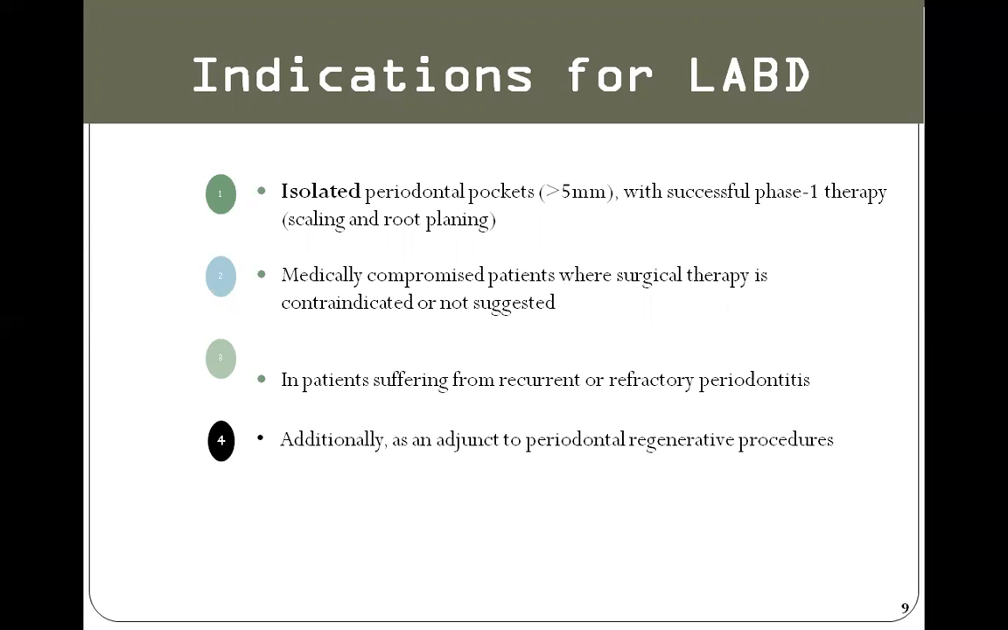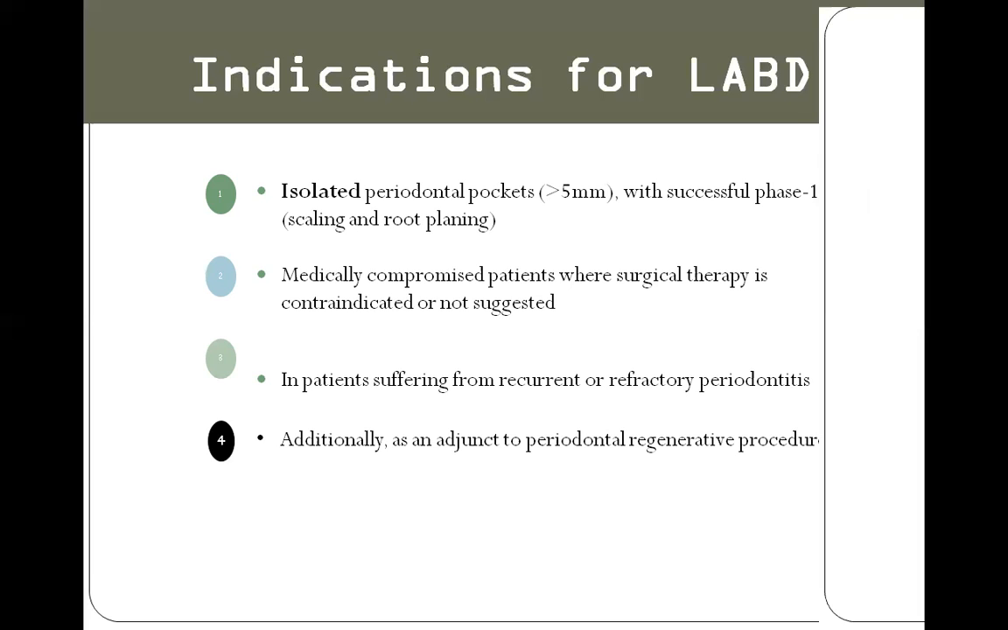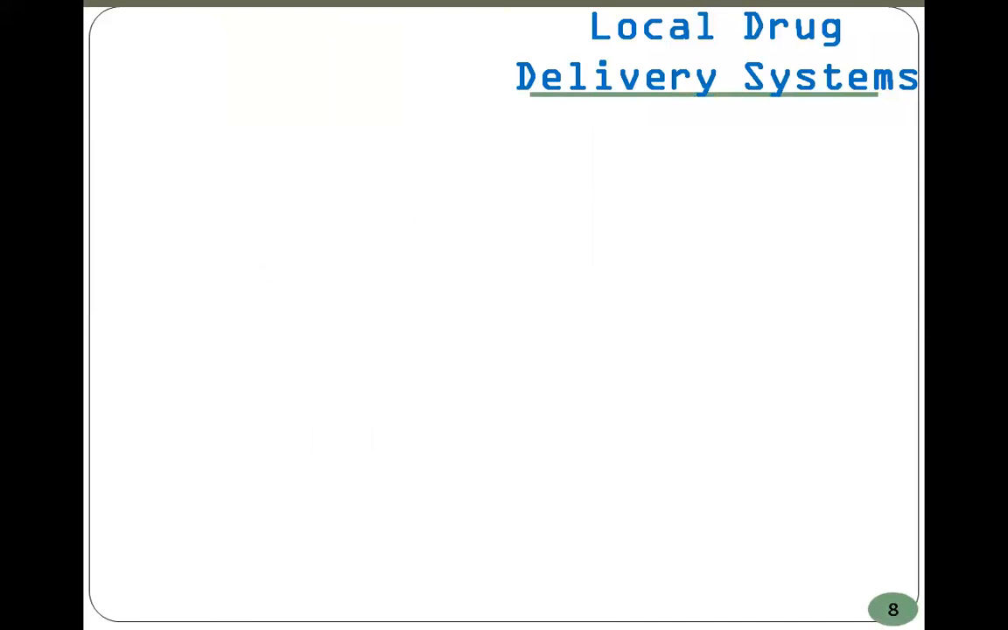Secondly, in medically compromised patients who are contraindicated for periodontal surgery. Third, patients suffering from recurrent or refractory periodontitis. We treat periodontitis, reach successful results, then after a while it turns back. And fourth, as an adjunct to periodontal regenerative procedures. These are the four indications for using a local delivery system.